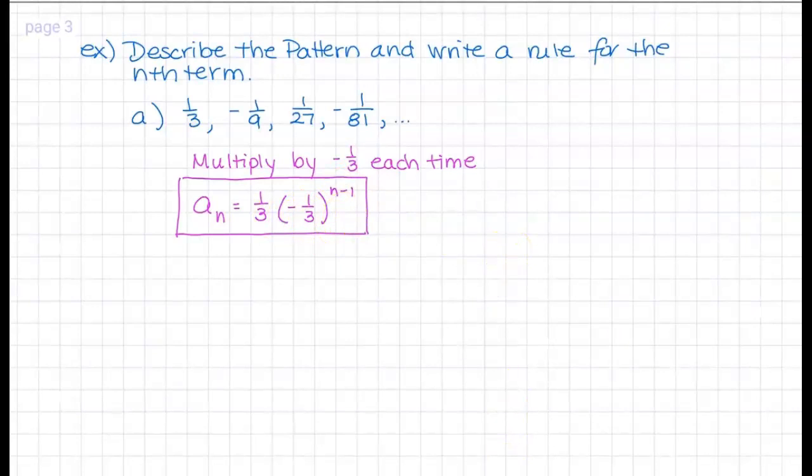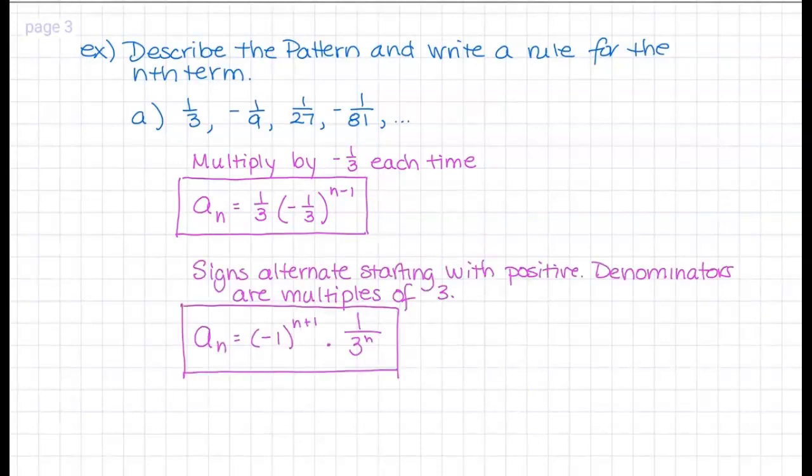But you may have thought about it a different way. This could have been another way that you looked at it. Maybe you just saw that the signs alternate, and you start with a positive, and then the denominators are multiples of 3. So let's take a look at this then. So the signs alternate. That's that -1 to some power thing I was talking about. And in this case, you want to start with a positive 1/3. So when n is 1, you need to make this exponent even. And so just add 1 to it. When n is 2, now the exponent will be odd, so it's going to be negative for the second term. When n is 3, this exponent will be even, so now your third term is positive, and so on.